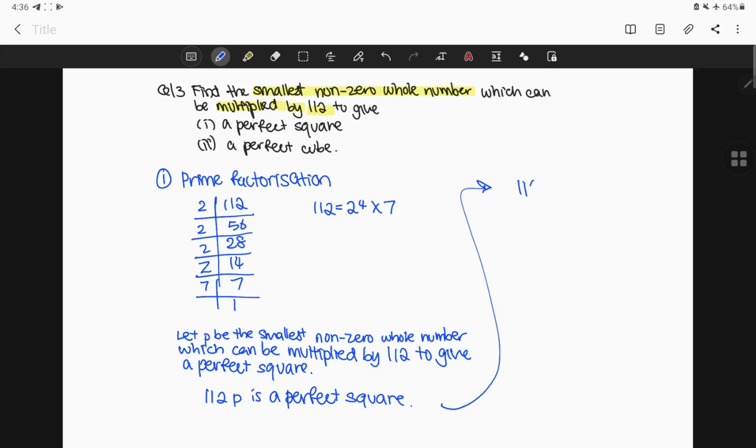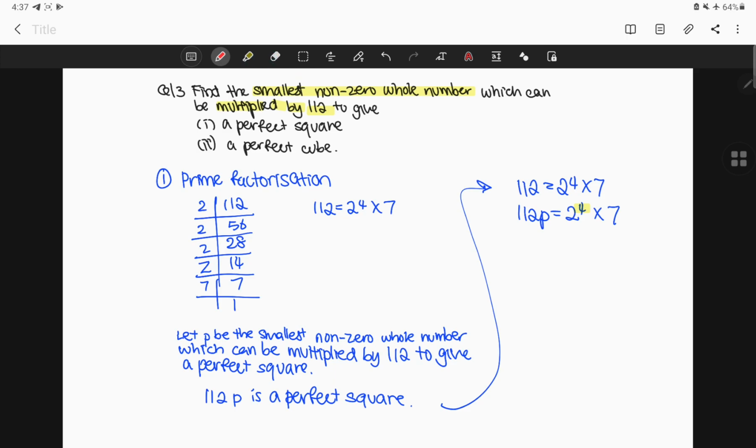So we know that 112 is equal to 2 to the power of 4 multiplied by 7. So 112p, we just need to copy this first, 2 to the power of 4 multiplied by 7. Then we look at the indices. Is 4 a multiple of 2? Okay, 4 is a multiple of 2. So we do not need to add anything else to it.